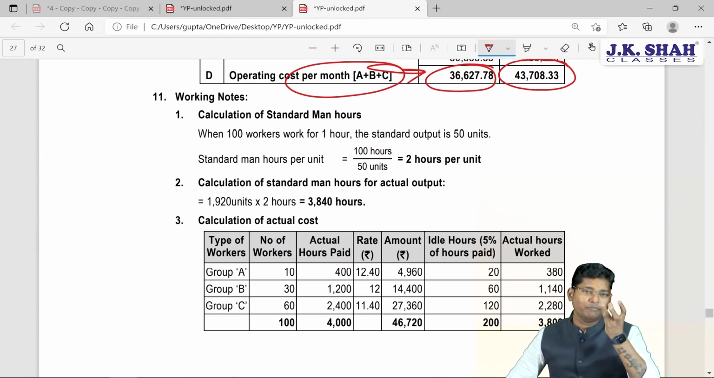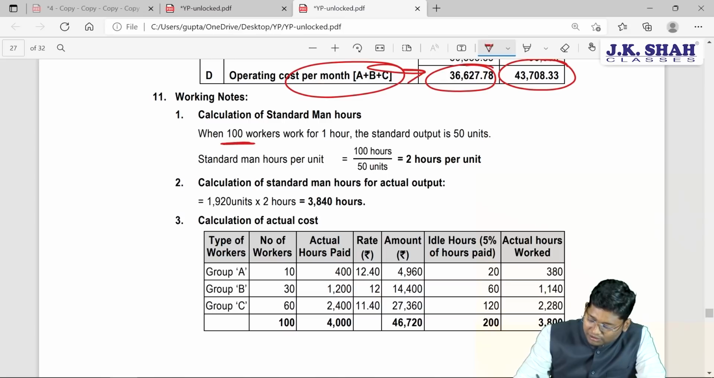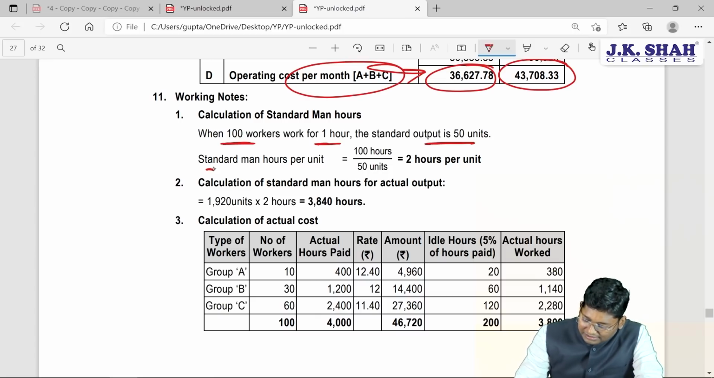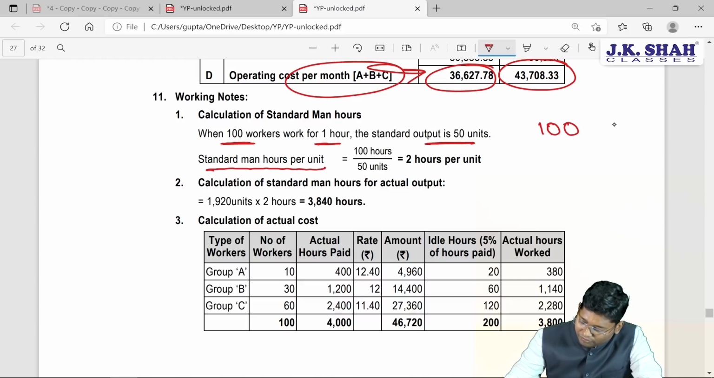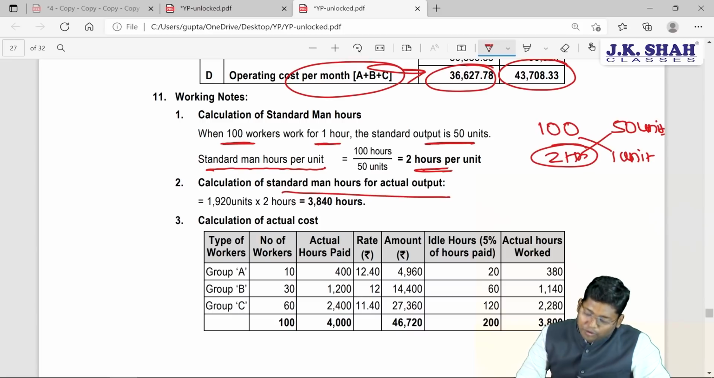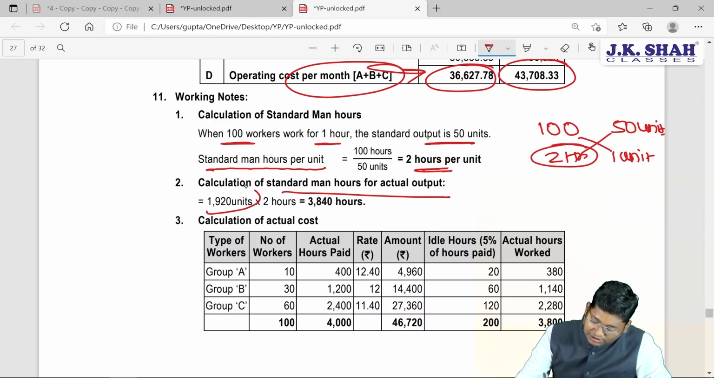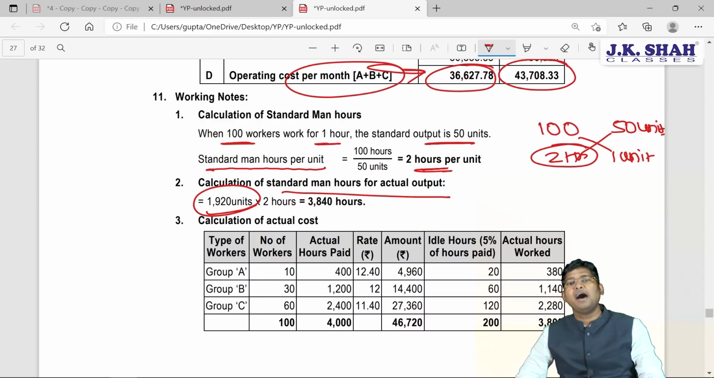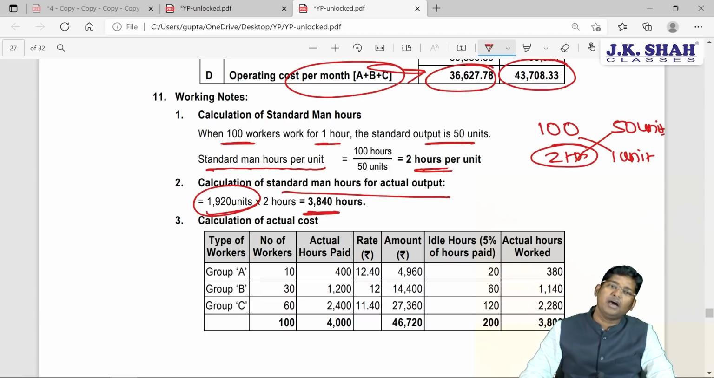But if you check the suggested answer, they haven't given any kind of table. See here, some working notes are given. When 100 workers work for 1 hour, the standard output is 50 units. This is what is given in the question, right? That means standard man hours per unit are computed. That means 100 workers, if they are working, are going to produce 50 units. That means for 1 unit, how many hours are required? So 2 hours is the computed figure. For production of one particular unit, 2 hours is the standard time required, correct? Now standard man hours for actual production: your actual production is 1920 units at 2 hours each, total 3840 hours is the required time, correct?